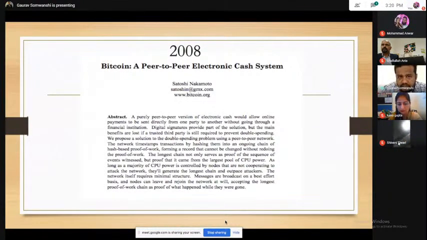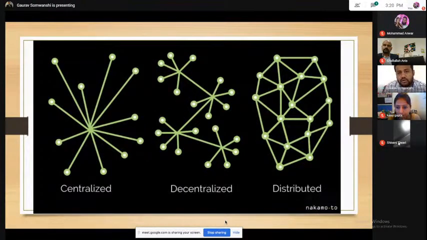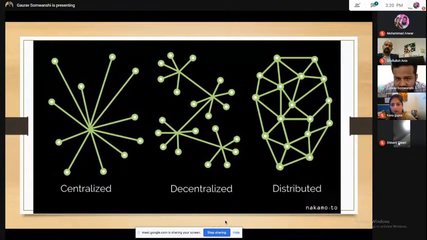Now, this paper gave birth to blockchain. Before we go ahead with that, this is a very important concept. We understood one nickname of blockchain, which was triple entry bookkeeping. The other technical definition of blockchain is that it is a decentralized and distributed database. What does it mean? Whenever we talk about centralization or decentralization, we are talking about control. Only control.